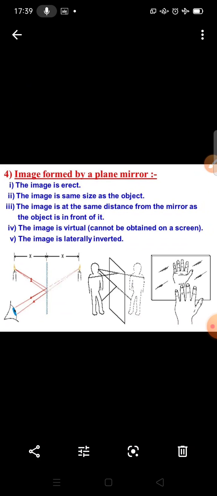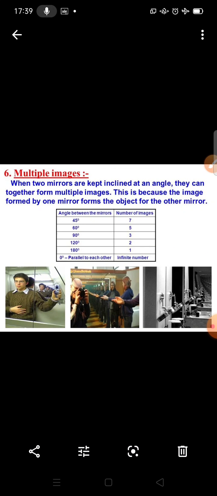Okay, students. Now we will discuss multiple reflection. Have you seen the trial room of a clothes showroom? Have you ever gone to try clothes in trial rooms? There are many mirrors present in the trial rooms of a clothes showroom, or you can see this type of mirror in a hair salon. So you can see infinite multiple images of yourself.